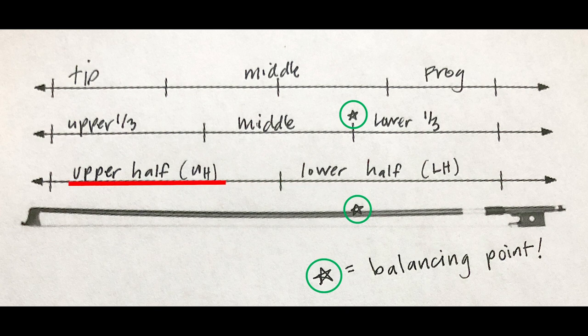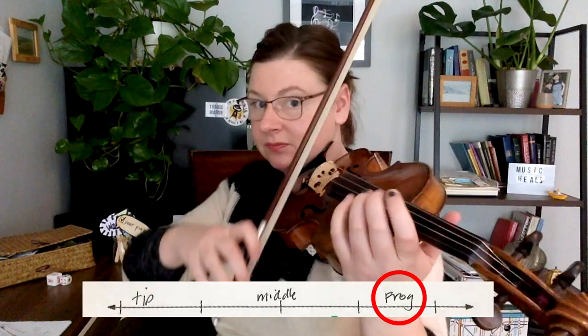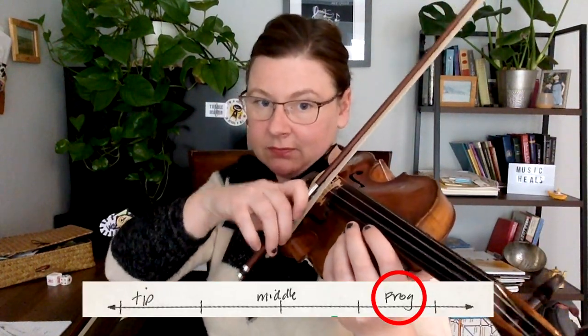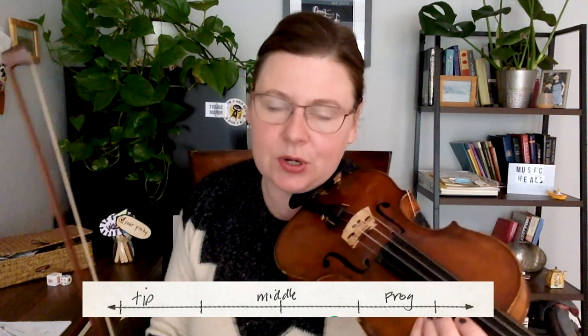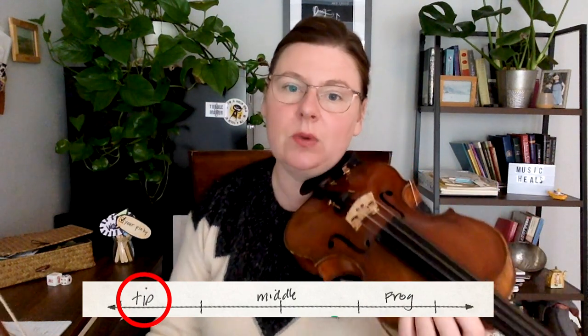We have the lower half and the upper half. We have the lower third, middle third, upper third, that one right here. And then at the very top, it divides into four pieces. I still kind of want to use the words frog, middle, and tip for that for you, okay? So this is basic bow distribution. Now, if we are playing only at the frog, like this, we can get a pretty crunchy sound sometimes. If we're playing way at the tip, we can get a really light sound.